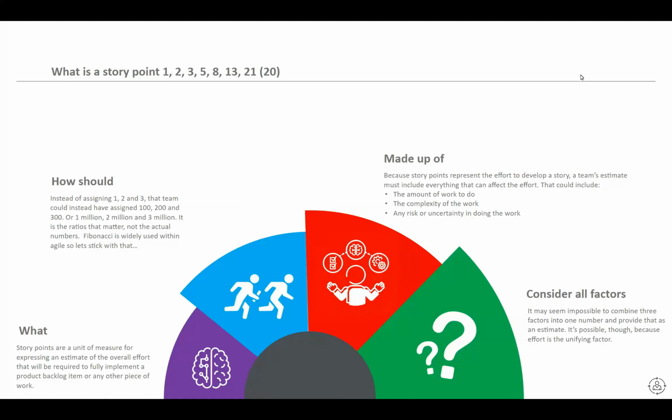So what is it actually made up of? Story points are quite straightforward if you think about it. I think as human beings, we have the mindset to complicate things, and it's actually something that you would use in order to look at the effort of something. Now, this could include the amount of work that needs to be done, the complexity of the work, and the risk and uncertainty in doing that piece of work.